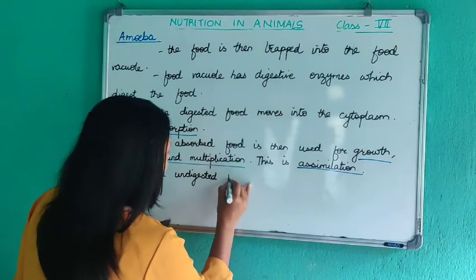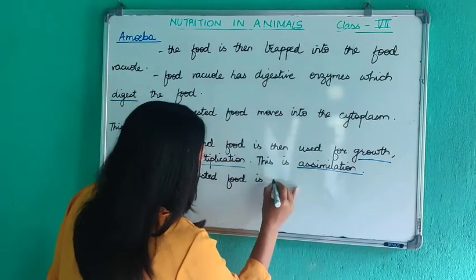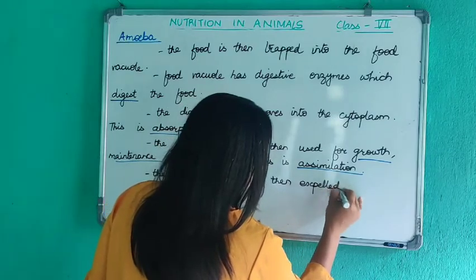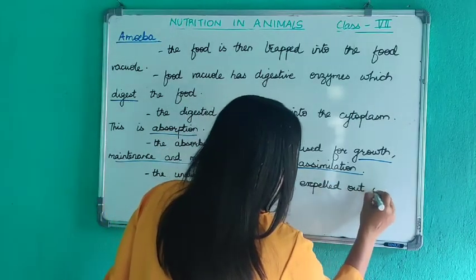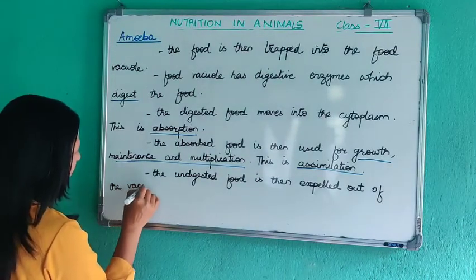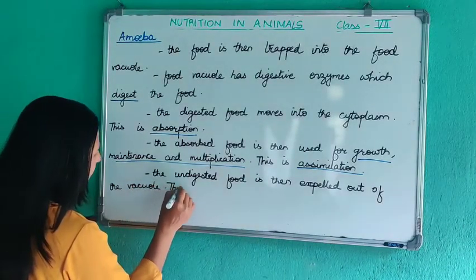So the undigested food is expelled. It is then expelled out of the vacuole. So vacuole बाट बाहिर फ्याँक्छ र यसलाई चाहिँ के भनिन्छ?